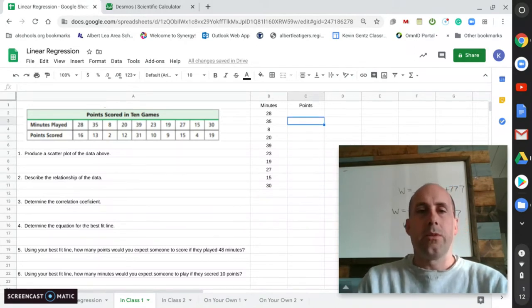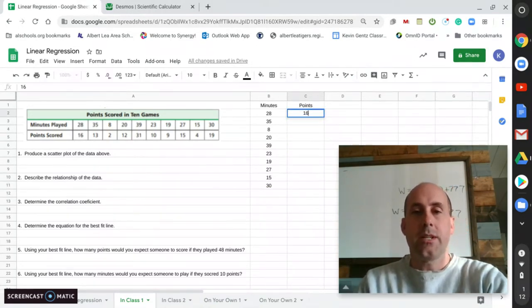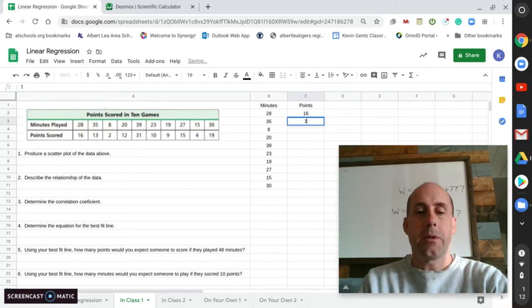Points are going to correspond the same way. So 28 is paired with 16, so I press 16. 35 is paired with 13, and so on and so forth.